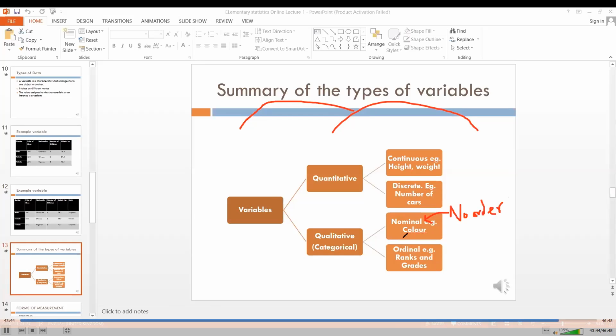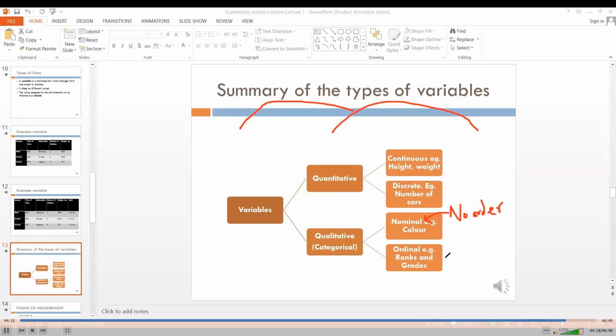So you cannot say that because your favorite color is black, black is nicer than white, or white is nicer than black, or red is nicer than violet or purple. You can't say that. Okay, good. Whereas when it comes to ordinal variables, we have ranks. There you cannot miss the rank. You need to arrange them in order. You cannot miss them, okay?